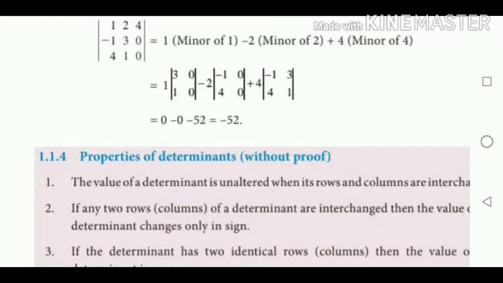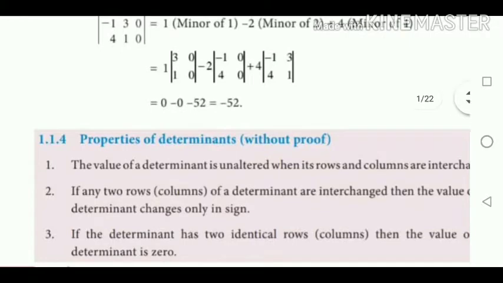Before multiplying, you find the value of the minor. 3 into 0 is 0, minus 0 is 0. So 1 into 0 you get 0. Likewise in the second minor, minus 1 into 0, that is cross multiplying.